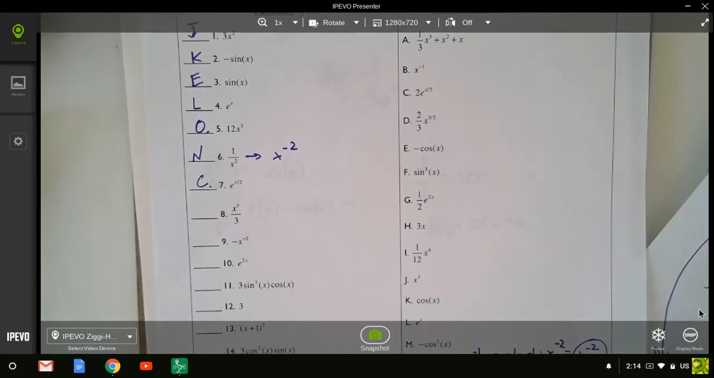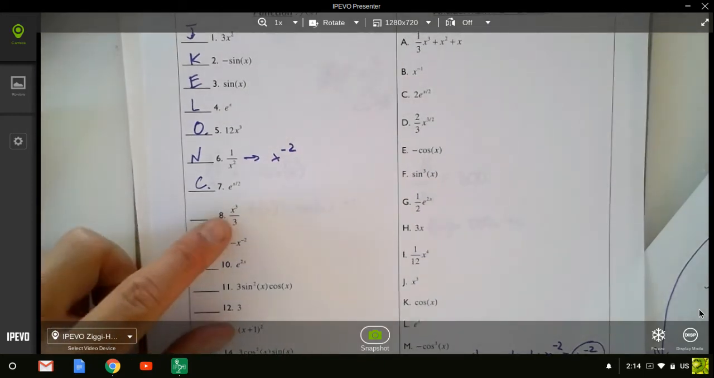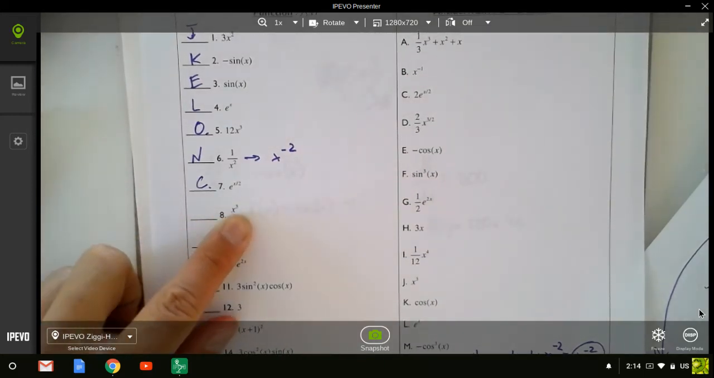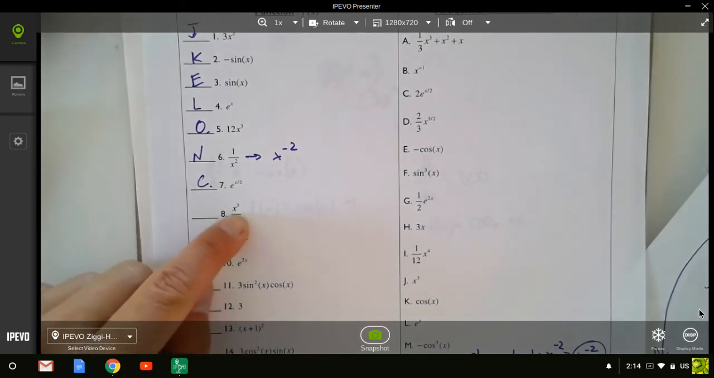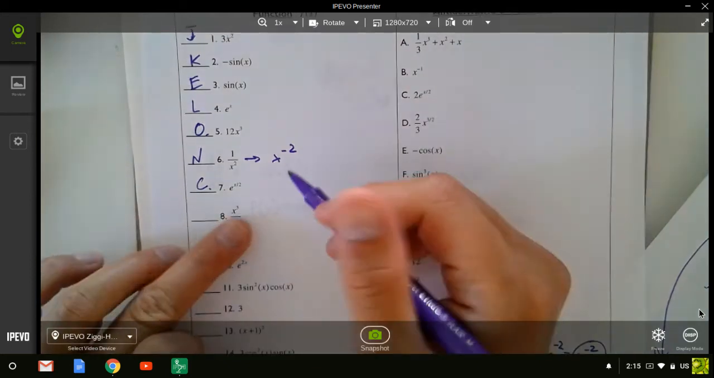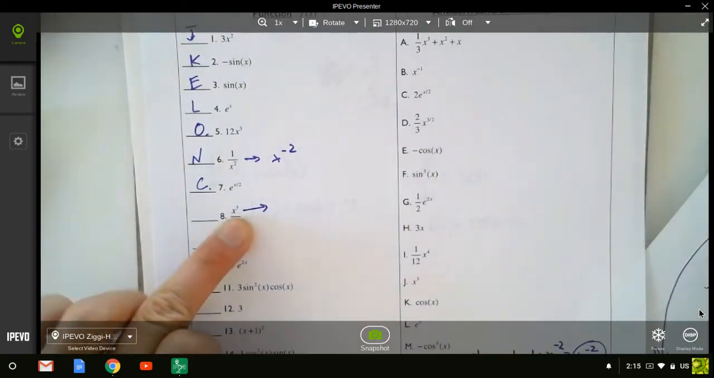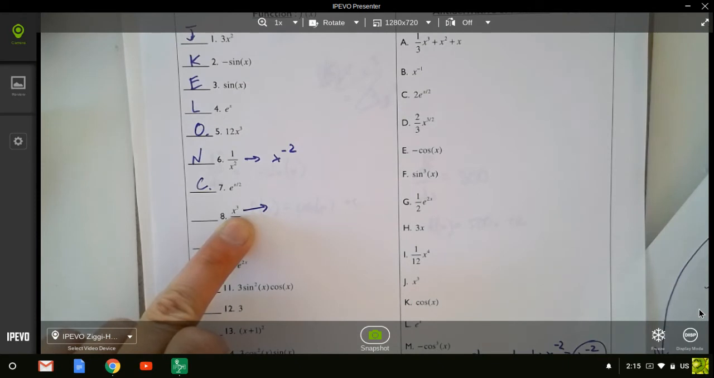Here's another tip too. Maybe I can make this easier. You guys see how number 8 is x to the 3rd over 3. Pay attention to just the part with the variable. So it's just x over 3. Can you tell me what the antiderivative for that one would be? So just look at x over 3. What would be the antiderivative for x over 3?